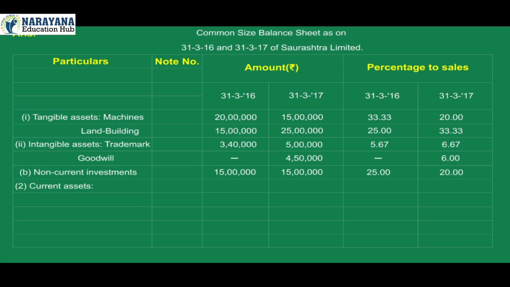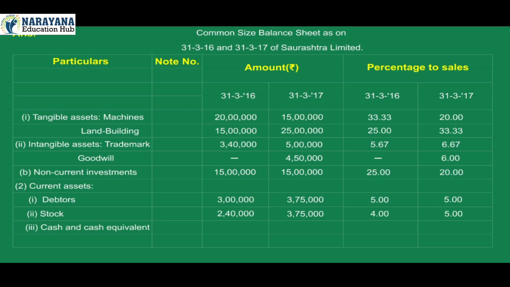Number 2. Current assets. 1. Debtors 3 lakh, 3 lakh 75,000, 5%, 5%. 2. Stock 2 lakh 40,000, 3 lakh 75,000, 4%, 5%. 3. Cash and cash equivalent 1 lakh 20,000, 3 lakh, 2%, 4%. Total 60 lakh, 75 lakh, 100%, 100%.